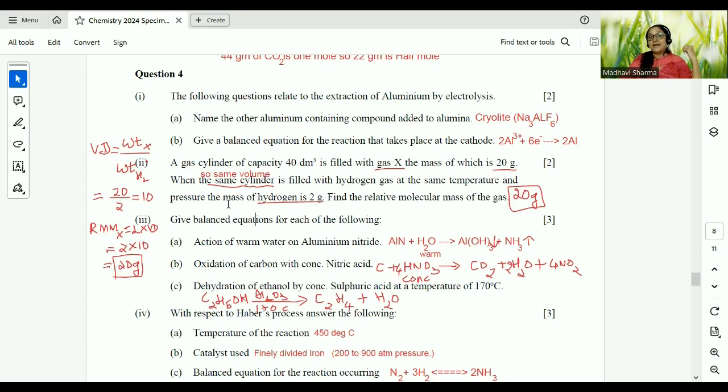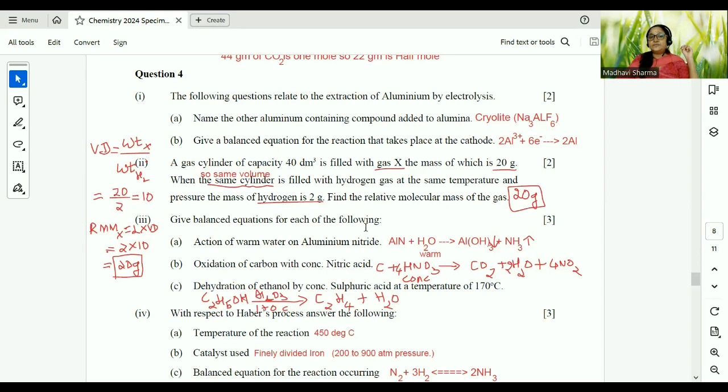Whenever the mass of hydrogen comes, children, it has to be vapor density. Vapor density is the weight of X upon the weight of hydrogen, but the condition is both should be of the same volume. And here both are of the same volume. It says the same cylinder, and the cylinder has a capacity of 40 dm cube. 40 dm cube is given to you just to confuse you, children. Don't worry. Weight of X is 20, weight of hydrogen is 2, same volume, answer is 10. RMM is VD into 2, so VD is 10, 10 into 2, that is 20 grams is the answer.